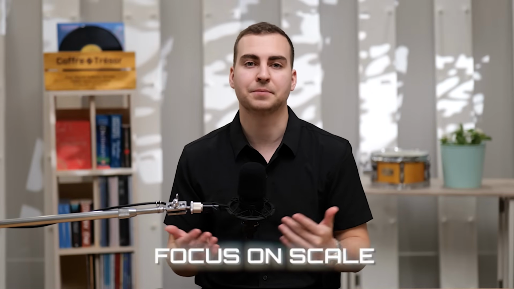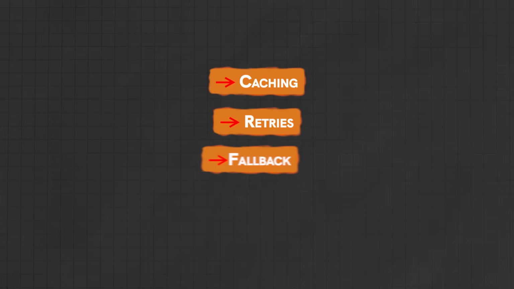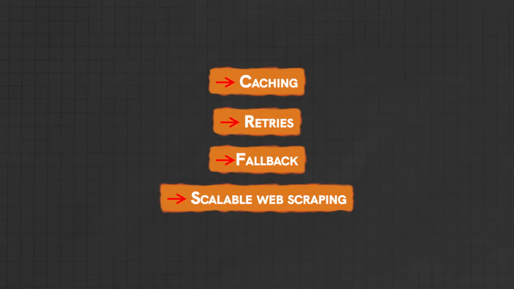A lot of people build simple AI agents, but they fall apart when even a few hundred people try to use them. Here I'm going to show you the real tools that allow agents to actually scale to hundreds of thousands, if not millions of users and requests, and handle things like caching, retries, fallback, scalable web scraping, and all of those things that never really get talked about on YouTube.